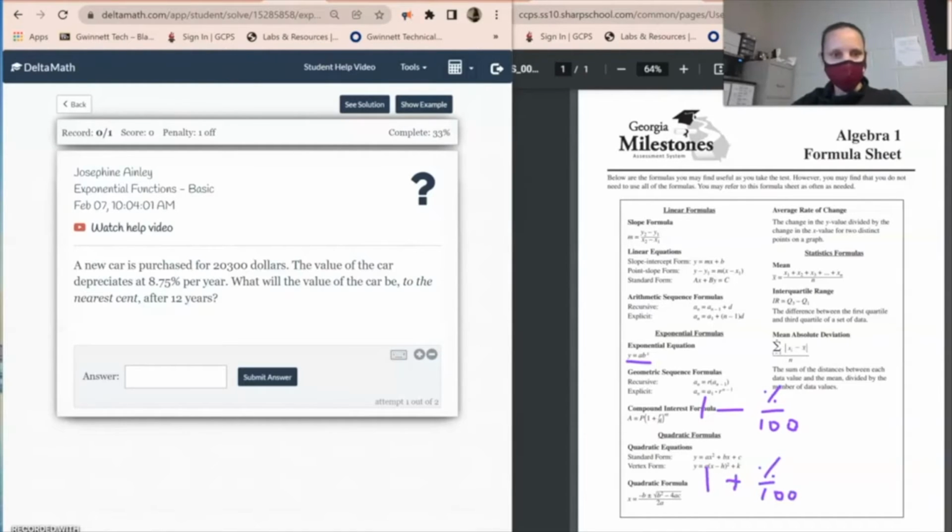So for my question, this is what it starts with. It's depreciating, so I'm going to be using this one right here. Take the percent, divide it by 100, and then do 1 minus that. Then put X as 12. All right, so I'm going to do it in the calculator, but I did want to show you what that looks like on your formula sheet.